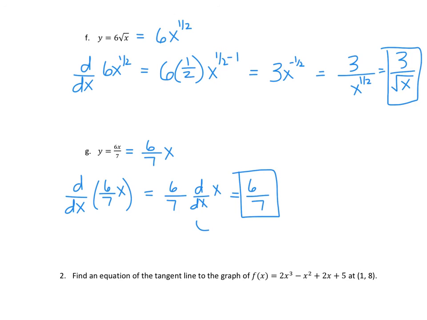Now, to remind you, why is the derivative of x 1? Well, we can think of there being an exponent of 1 there. So bringing the exponent out in front and then subtracting 1 from the exponent, we're left with 1x to the 0, which is 1. So that's why the derivative of x is 1.